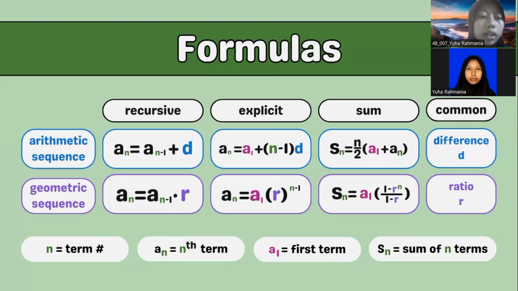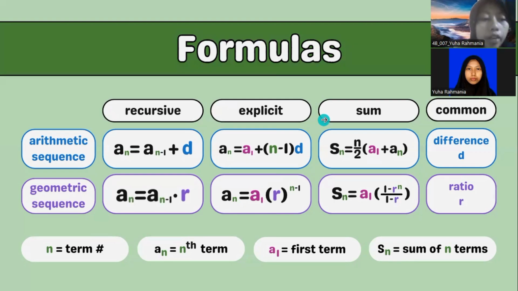In this formula, an represents the nth term. a1 is the first term. d is the common difference. And n is the term number. This formula is called the explicit formula because it is used to directly calculate any term.